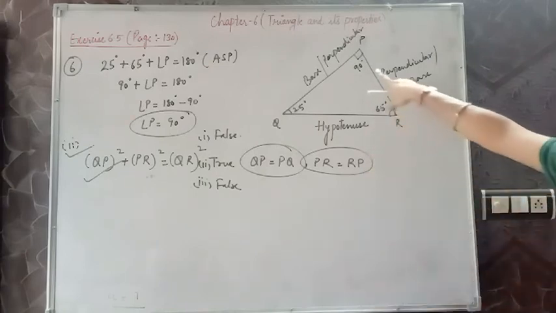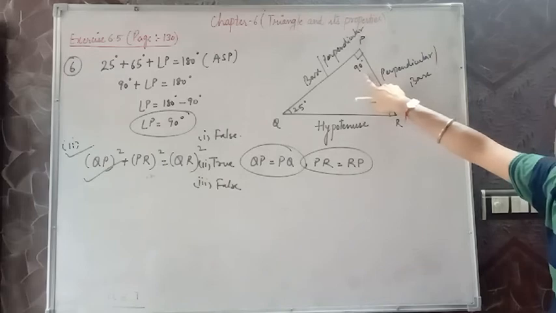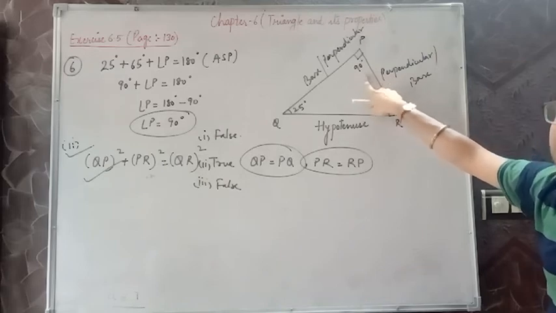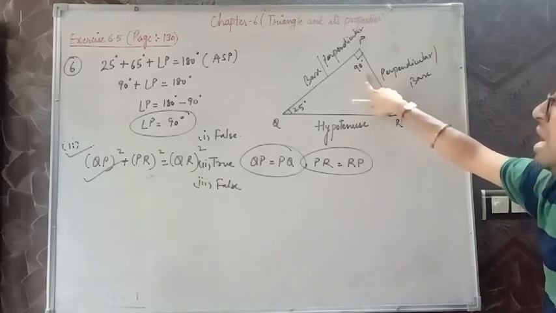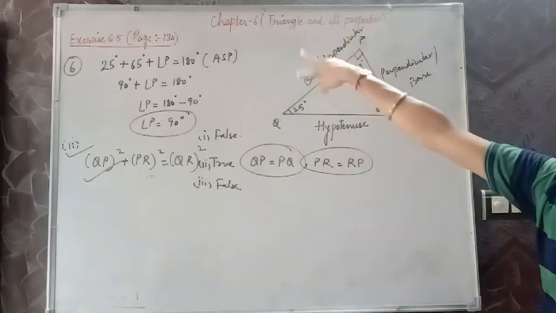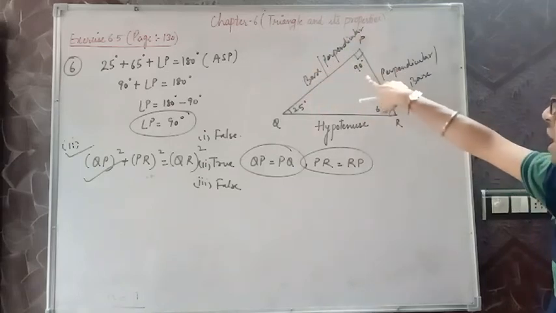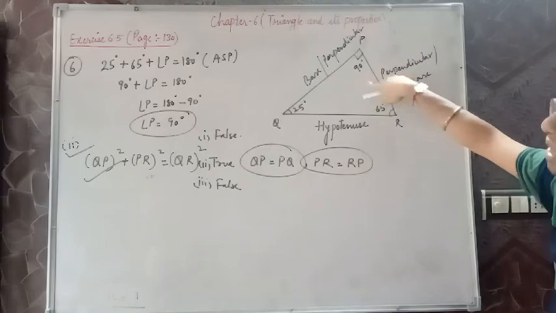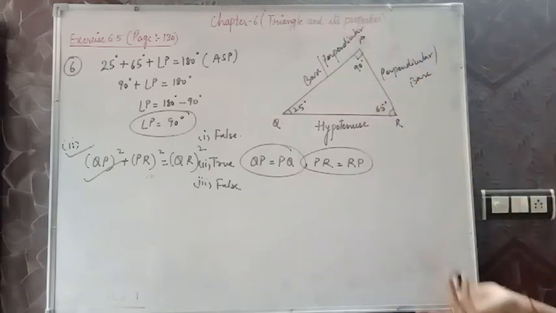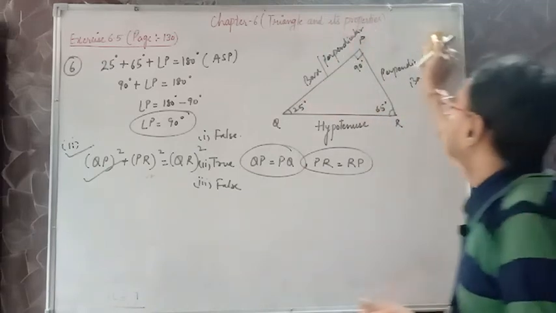First of all, we have to find whether the given triangle is a right angle triangle or not. Then only will we be able to apply the Pythagoras theorem. So first what I did, I found the third angle, angle P. Then I found that this was 90 degree, which means a right angle triangle, and hence I applied the Pythagoras theorem. Clear?